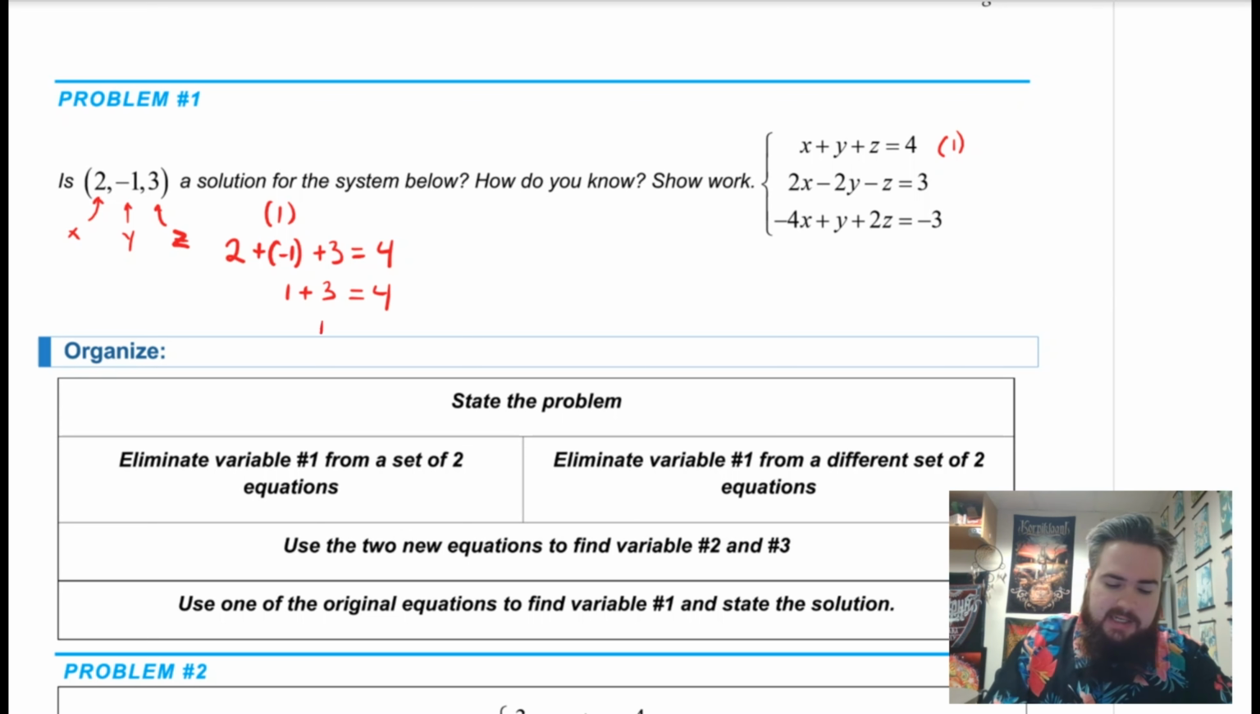Then we're going to eliminate variable 1, which could be x, y, or z. It is up to you.